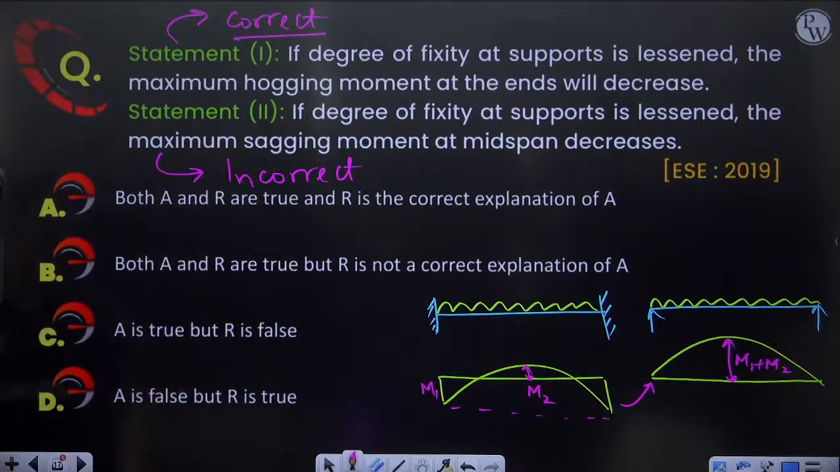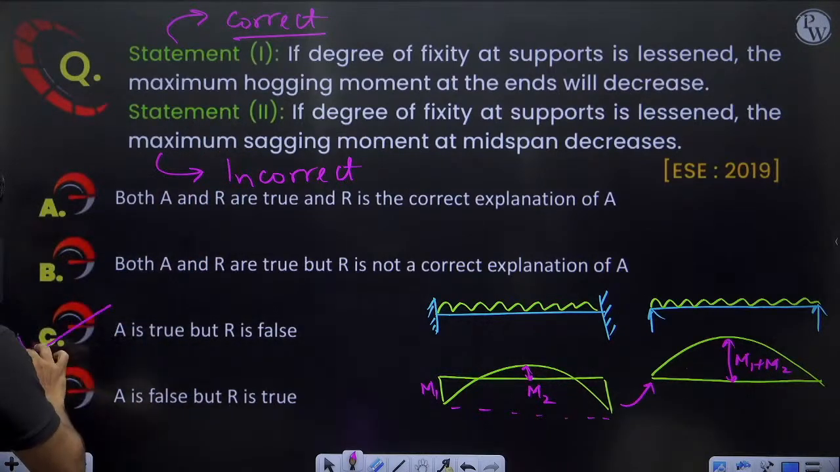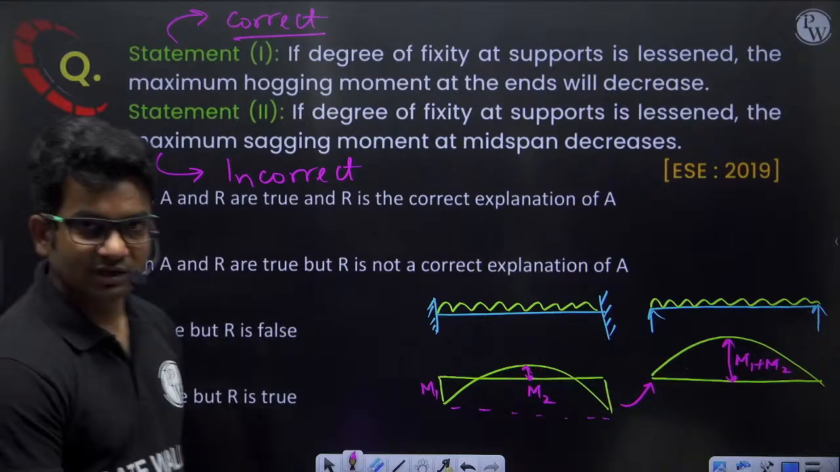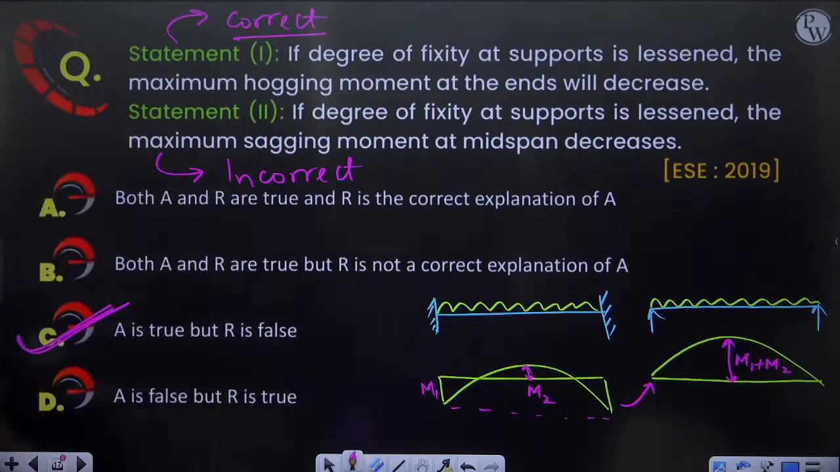Statement 1 is true, statement 2 is false. The correct answer is option C. Option C is the correct answer. Clear? Let's move on to the next question.